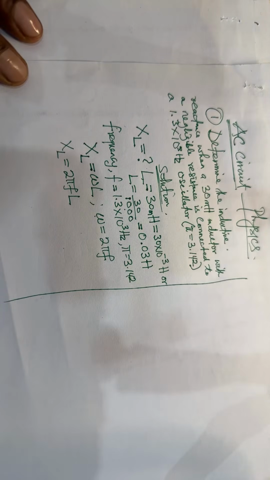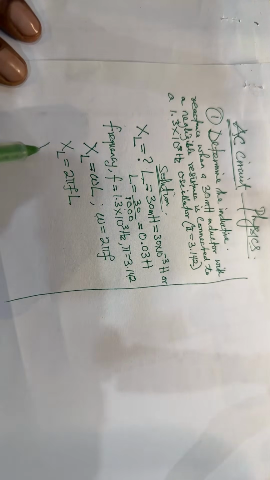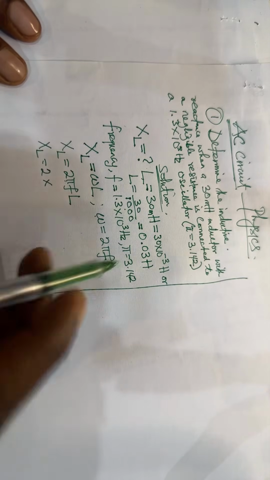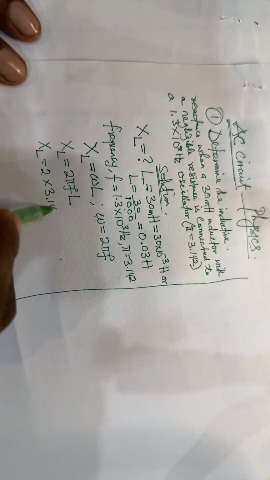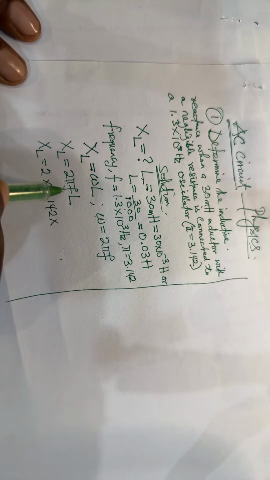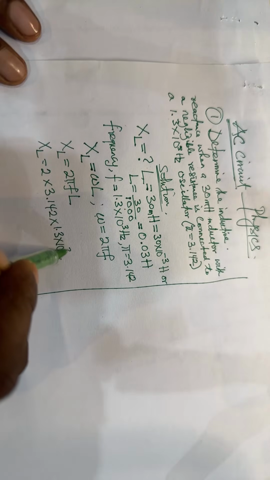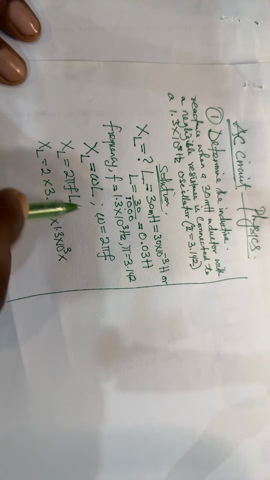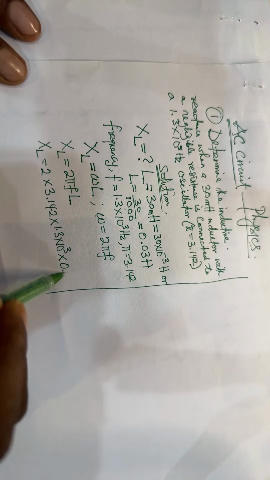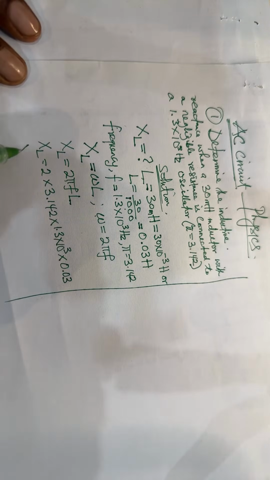Good. So now what we need to do is to plug in these things. So X subscript L will be equal to 2 multiplied by pi. Pi is 3.142 times F, frequency, which is 1.3 times 10 to the power of 3, times L, which is 0.03. Now, everybody pick up your calculator.